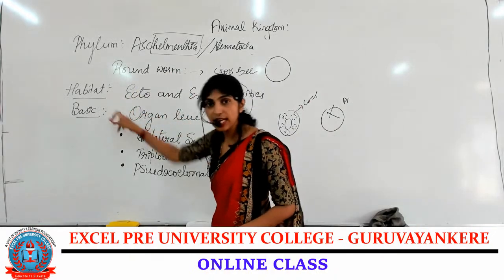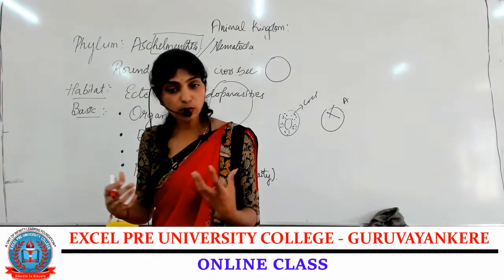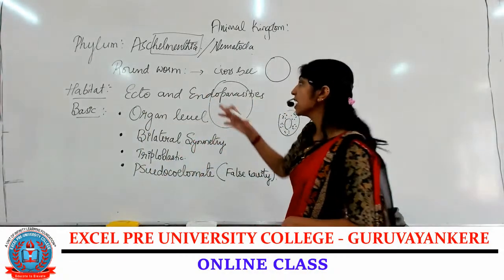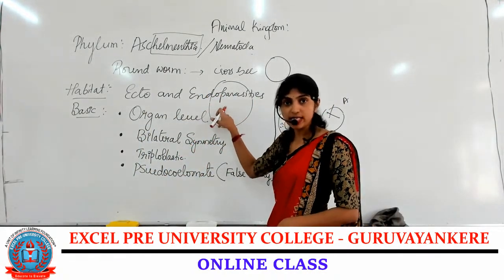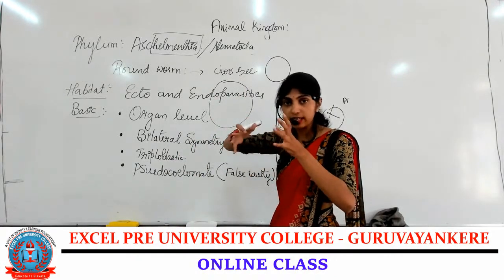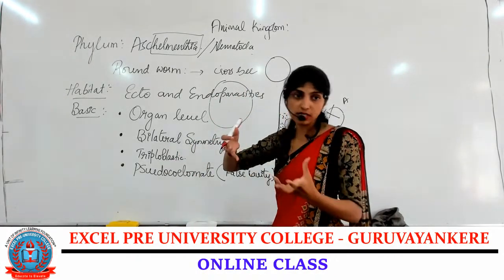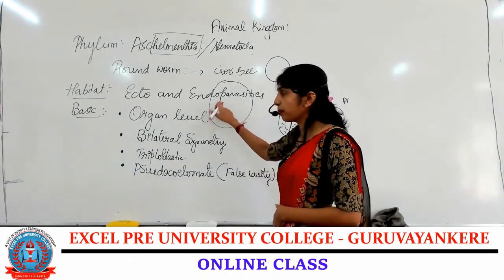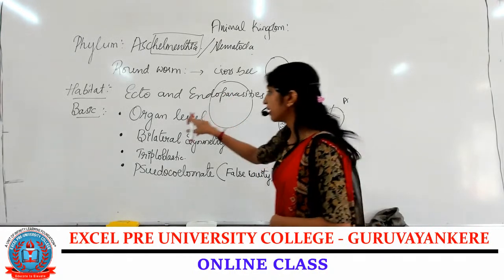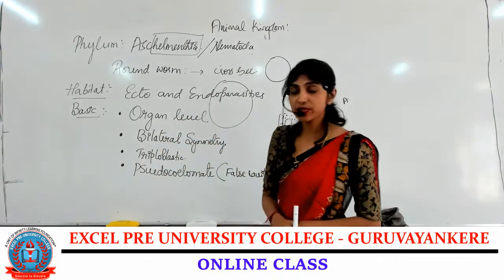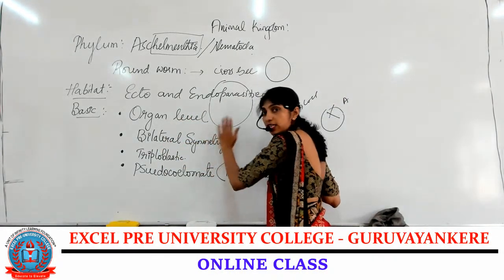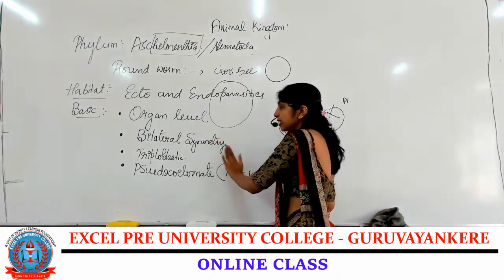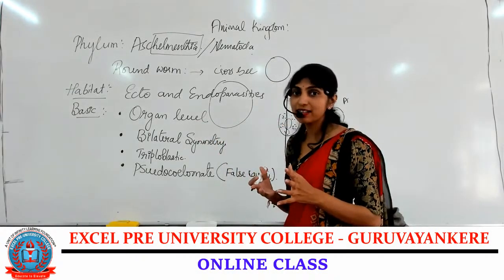Then their habitat: they live both inside the host body and outside the host body. That is why they are called ecto and endoparasites. They either live inside or outside the body. It might be plants or animals; anything they can depend on. That is their habitat. The basic level of organization we have seen is the organ level, next from the tissue level. Then symmetry: they have bilateral symmetry.